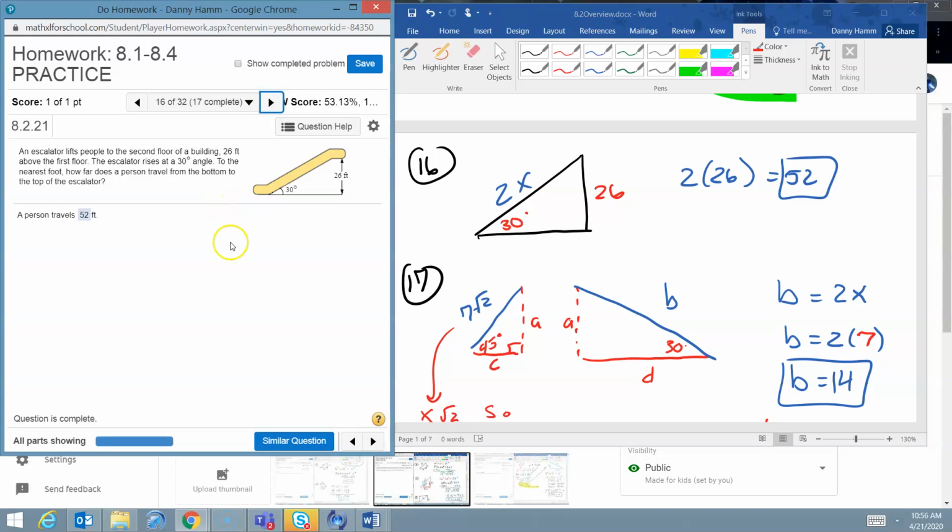Still looking at these 30, 60, 90 degree triangles, we have a nice little escalator happening here. Since we know that 30 degrees is here and this is our x, we simply plug that in here and multiply times 2 to find the hypotenuse of 52.